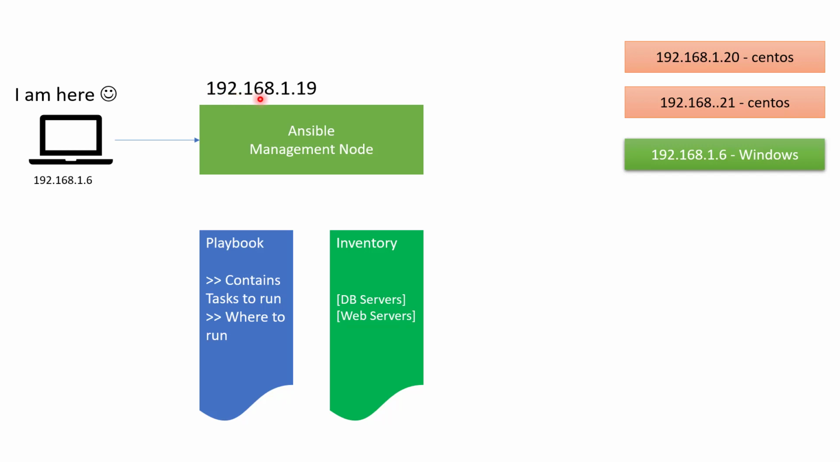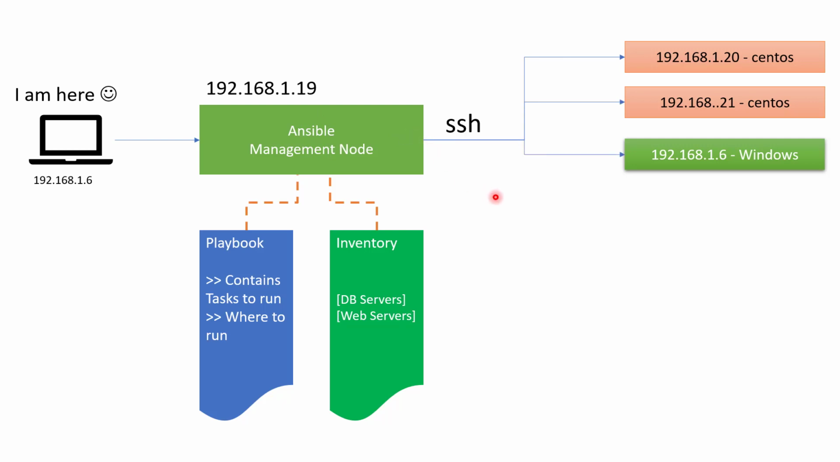192.168.1.19. This is going to be our Ansible management node. On this management node, we are going to create playbooks, and also we are going to create an inventory, which is going to be used by Ansible to fire commands or basically run any task on the target servers.